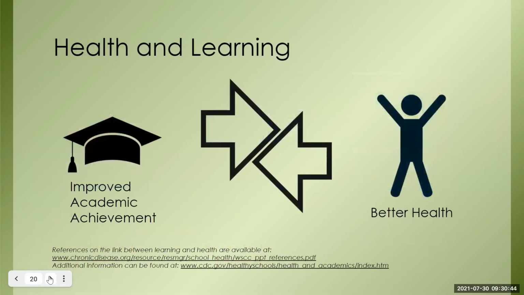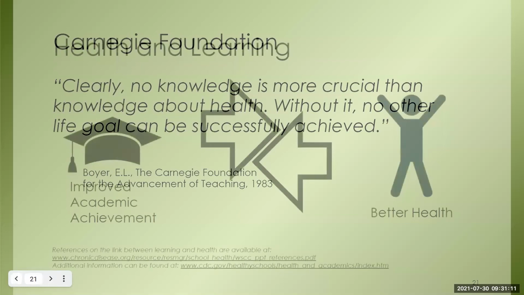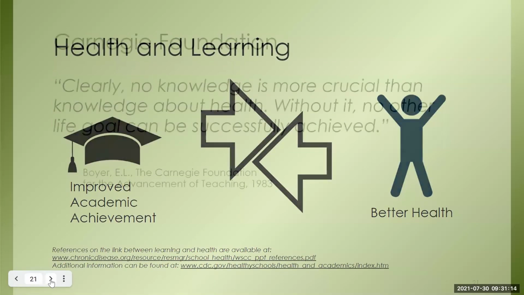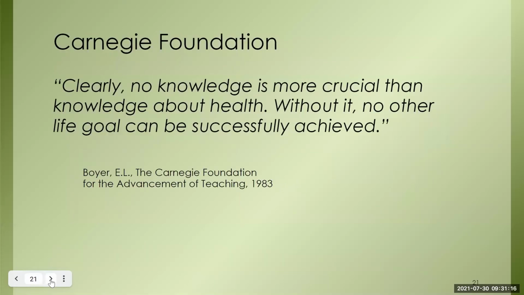And so basically what this does is that we know that if kids are healthier in the classroom, physically, mentally, socially, emotionally, they're going to have improved academic performance. And so there's a very close relationship between the two. And we have just a couple of quotes from the Carnegie Foundation. Clearly, no knowledge is more crucial than knowledge about health. Without it, no other life goal can be successfully achieved. And that was in 1983 and still holds true today.